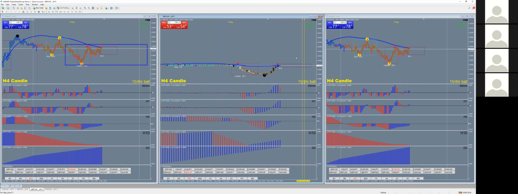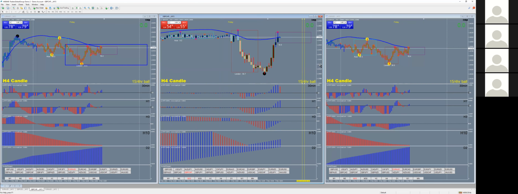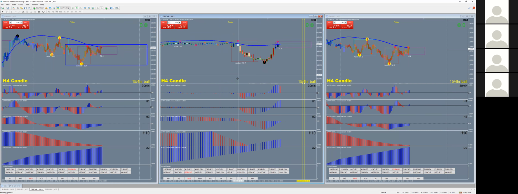15 minute. Everything's in sync. Just need a low of the session to go long. Yeah, so pound yen is in sync too. Two ball, yeah, two ball retracement on the pound Swissy. And this is fresh.